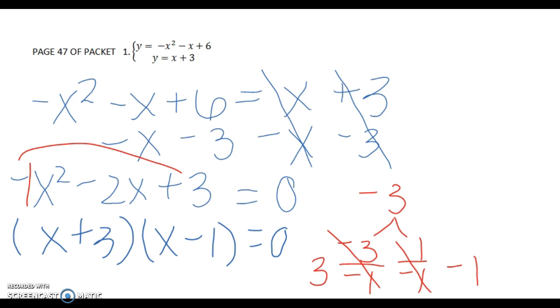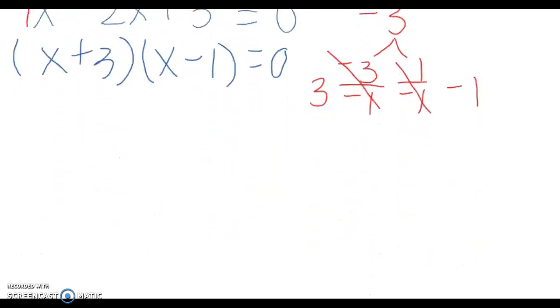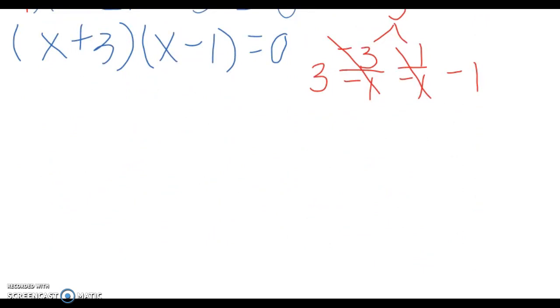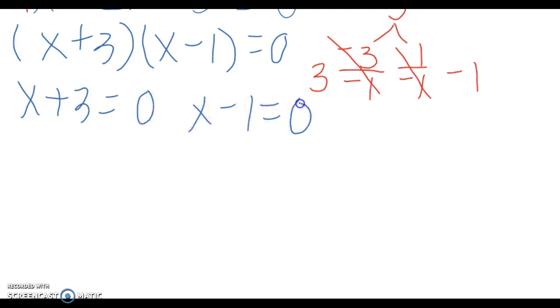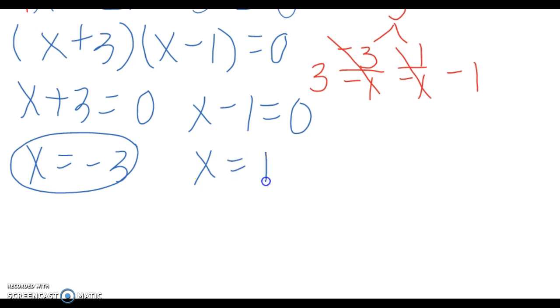Once we have everything factored, we are going to solve for x. So I set both of my parentheses equal to 0. So we have x plus 3 equals 0 and x minus 1 equals 0. Solving those gives me x equals negative 3 and x equals 1. Now, a lot of us are going to be tempted to stop here, but anytime that I'm solving a system of equations, I not only need to find my x values, but I also need to find my y values.